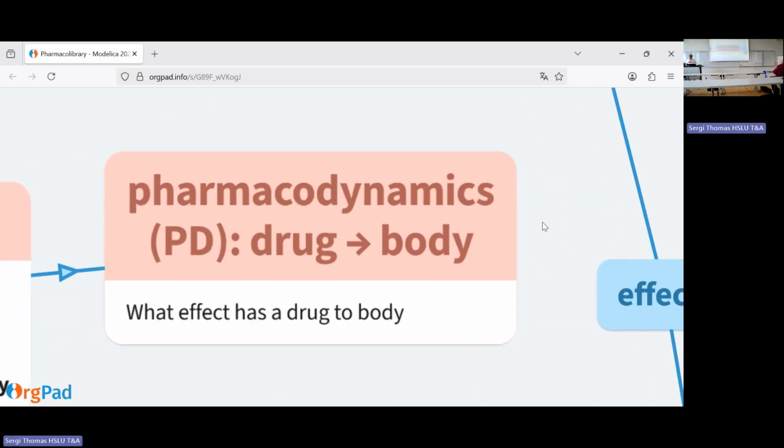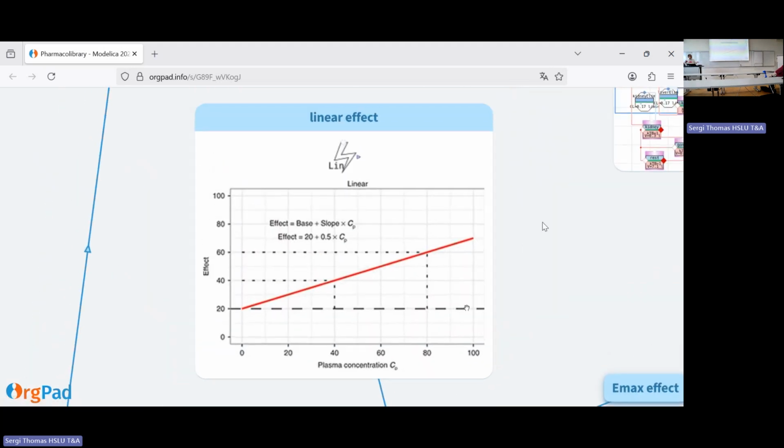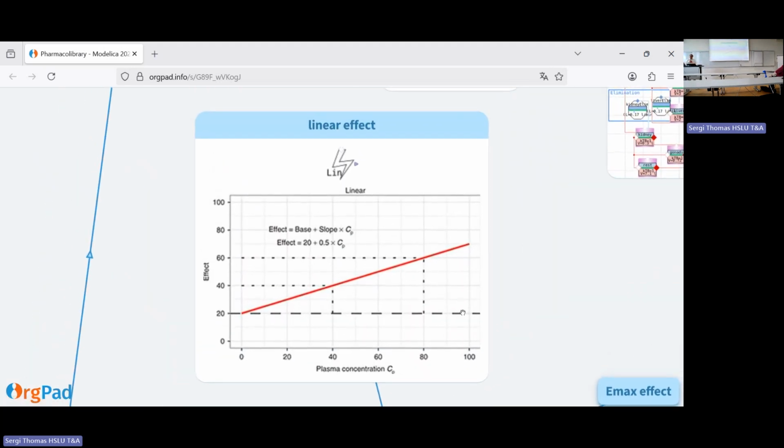So what is the effect? Effect is the study of pharmacodynamics, so what the drug does to the body. And in the Pharmacolibrary, we have several components. First one is linear effect. So based on the concentration, there is some effect. Very few drugs have this linear effect. Most known is ethanol. So if you drink more, you have more effect, more drug.